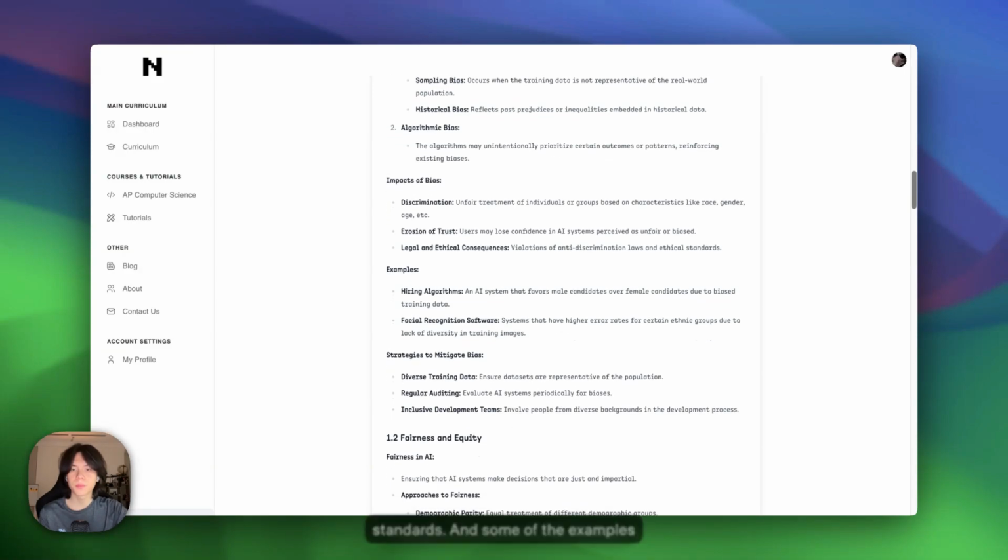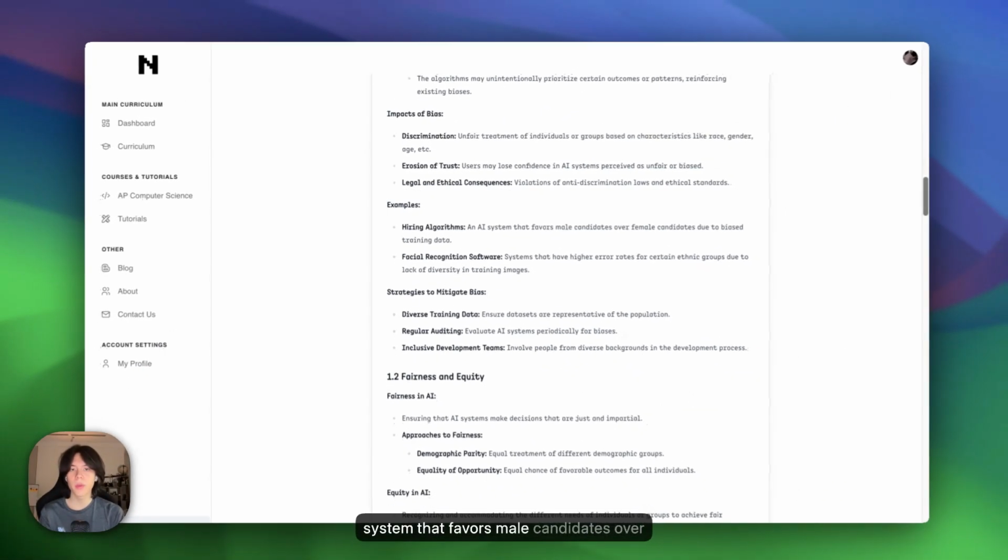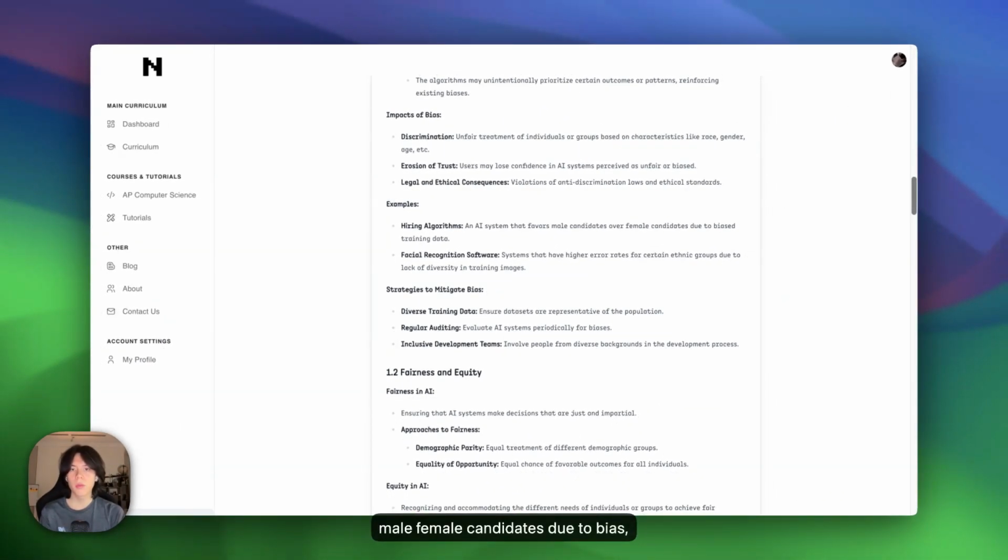Some of the examples include, and the first one is pretty infamous, the hiring algorithm, an AI system that favors male candidates over female candidates due to biased training data. There is a ton of research out there exploring hiring algorithm biases in depth, so you can play with it on your own. The second example is facial recognition software, systems that have higher error rates for certain ethnic groups due to the lack of diversity in training images. So basically, all the biases occur from the data that humans provide to the machine learning algorithms. That's why we have to be very cautious and aware of what data we're feeding to the algorithm itself.